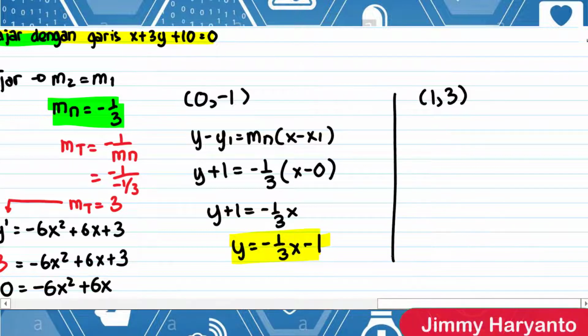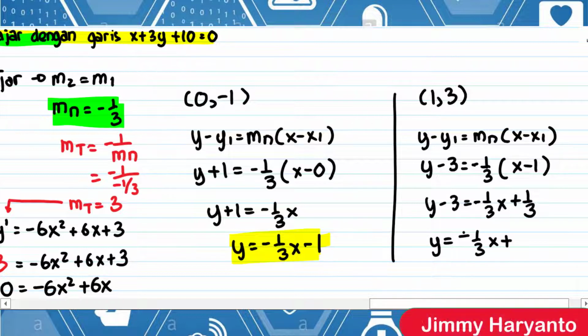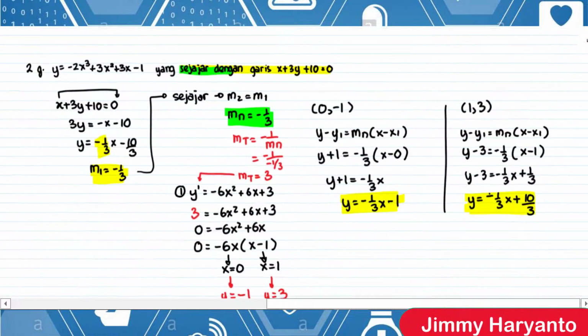Next, the second normal line will be y minus y1 equals the gradient of the normal times x minus x1. So y minus 3 equals negative 1 over 3 times x minus 1. So y minus 3 equals negative 1 over 3 x plus 1 over 3. Y equals negative 1 over 3 x plus 3 and 1 over 3, that means 10 over 3. Okay, this is the answer for number 2G.